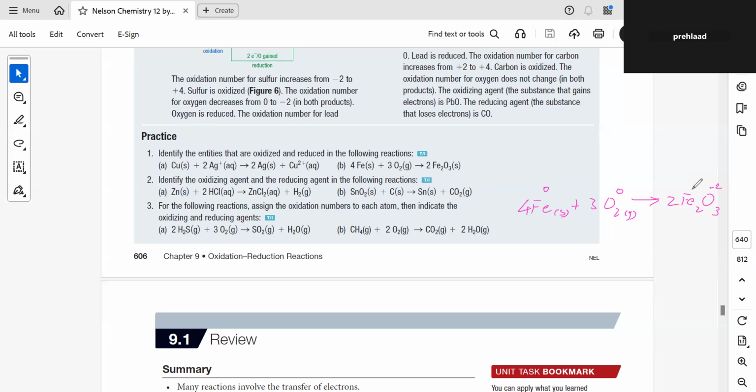You can continue. Okay, so are you done? Yes. Okay, what is the charge on iron? It's going to be the same. How much? 0. No, on the right hand side. +2, +2.